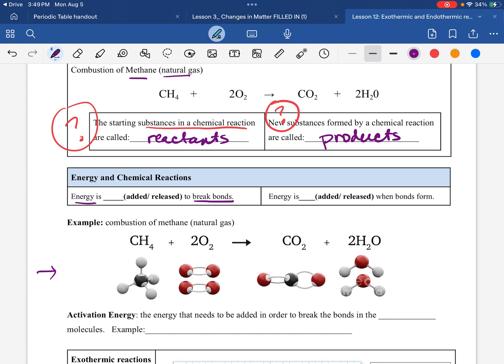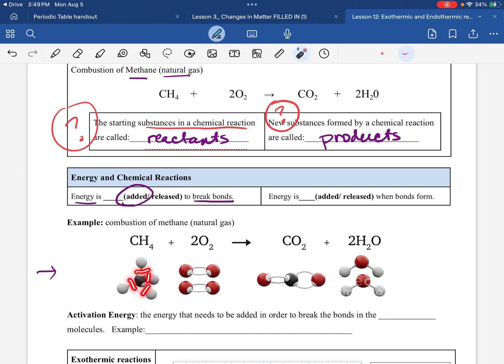So one new concept is when we break bonds, is energy added or released in order to break bonds? So think about if you have two strong magnets that are stuck together. In order to pull them apart, you would have to add energy. You would have to use your muscles to pull them apart. That's an analogy for chemical bonds. Chemical bonds also need energy added in order to break them. So we're going to circle energy is added to break bonds.